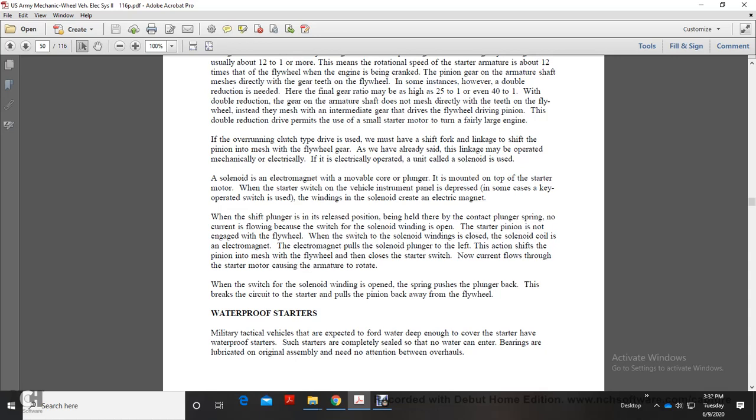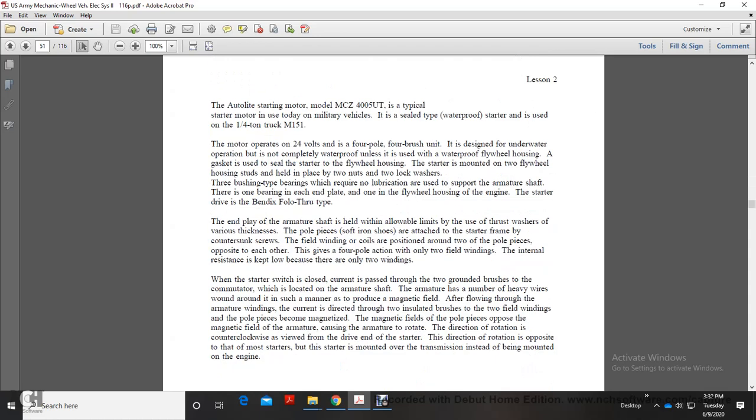Waterproof starters. Military vehicles are expected to go through water deep enough to cover the starter, so they have a waterproof starter. The starters are completely sealed so no water can enter them. Bearings are lubricated originally, and need no assembly attention or overhauls. The Autolite starting motor, model MCZ 405 UT, is a typical starter motor used today in military vehicles.